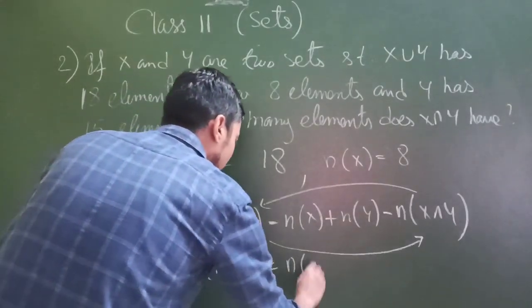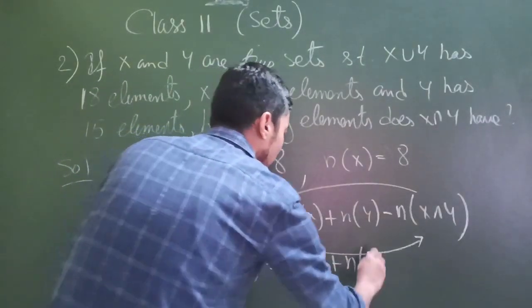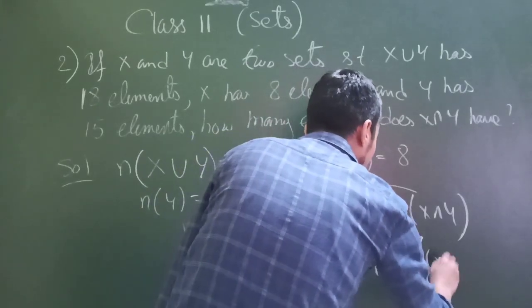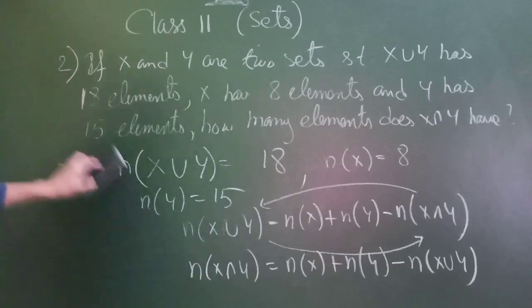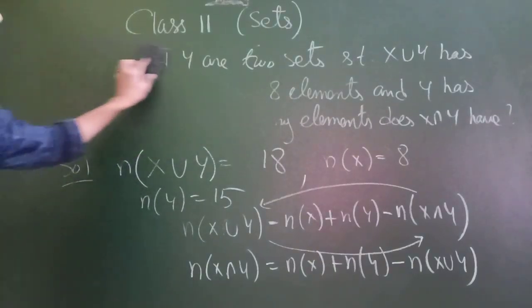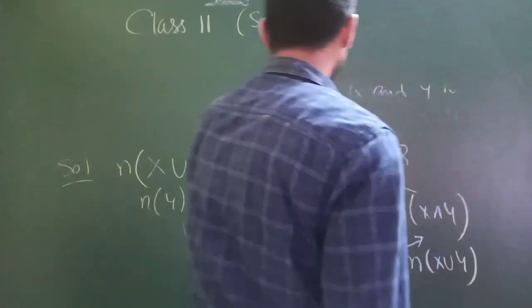You can switch its places, no problem with this: number in x intersection y equals number in x plus number in y minus number in x union y. You can always switch the places, not a big problem with that. So without wasting much time, you can directly solve the question also.